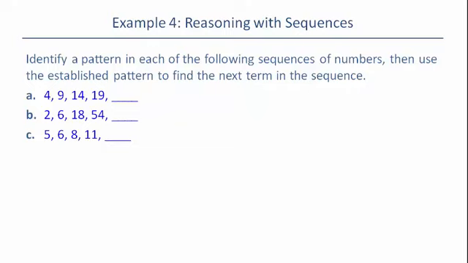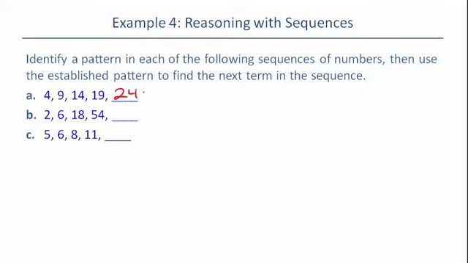So let's look at the first one. Are we adding the same thing each time? So to go from 4 to 9, we added 5. To go from 9 to 14, we added 5. To go from 14 to 19, we added 5. You go, aha, that's easy. We're just adding 5 each time. So if we add 5, the next one should be 24. Simple, easy.